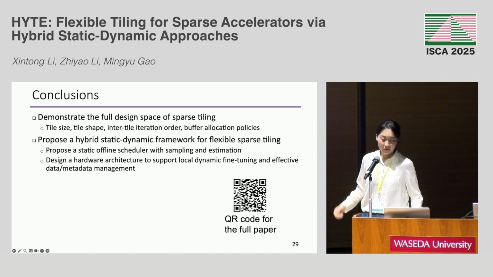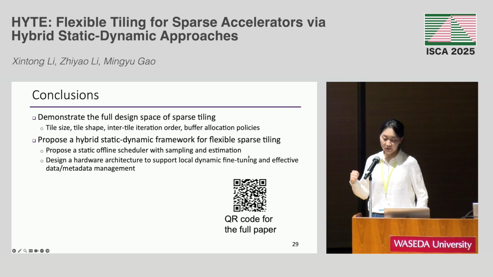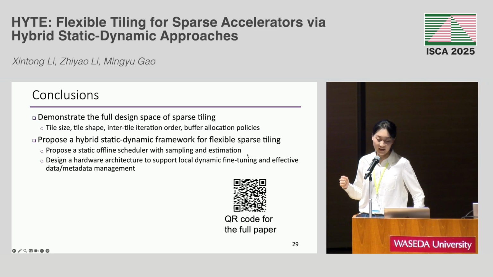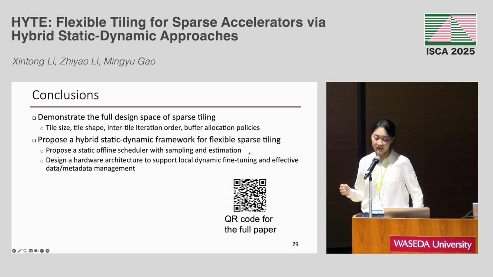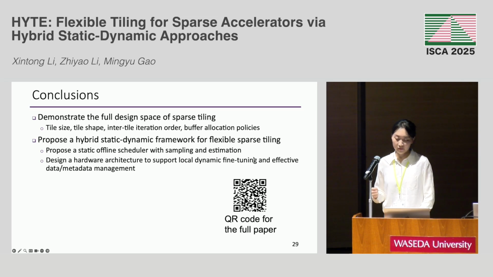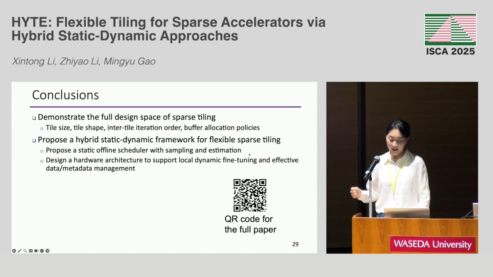To summarize, we first presented the design space of sparse tiling and analyzed new tiling characteristics introduced by the sparsity. To address this, we implement the co-optimization in both software and hardware. In software, we employed sampling and estimation to derive a global static strategy. And in hardware, we enabled support for flexible configuration and local dynamic adjustments based on the tensor-specific characteristics. And this is all my talk.